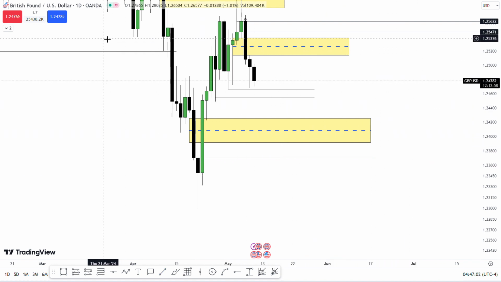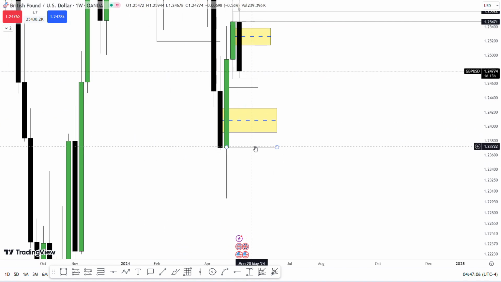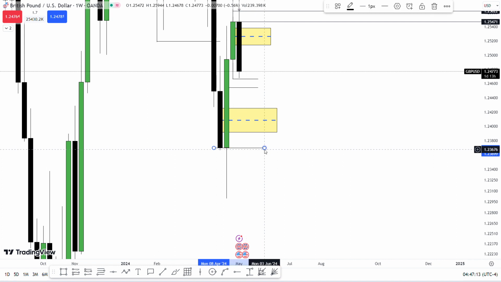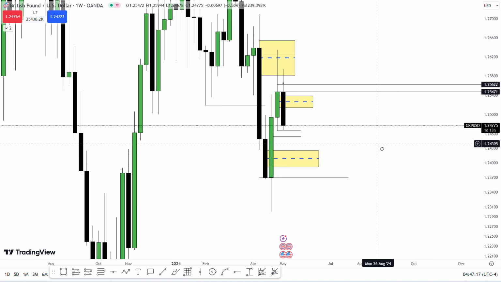Because the lower time frame order block, which is the daily time frame order block, when we look at the weekly time frame, we can see this is a rejection block. Okay, this area is a rejection block. So the lower time frame order block is a higher time frame rejection block. Okay, fine.